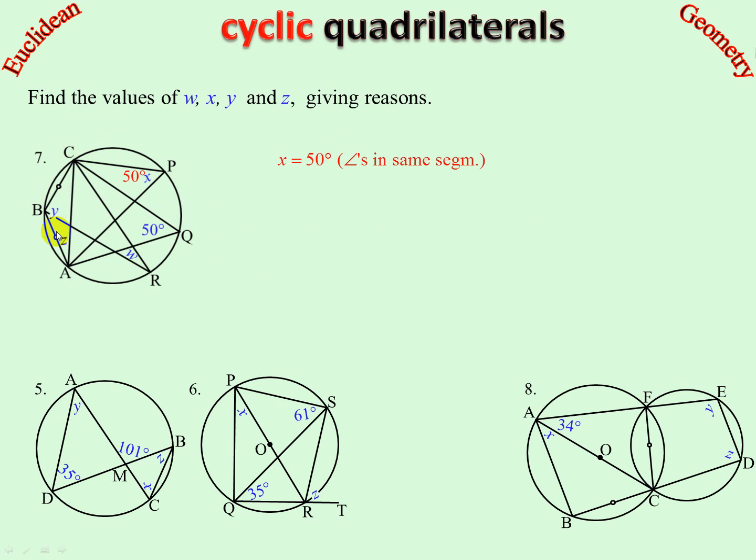Now, here's a cyclic quadrilateral. Keep your eyes open for them. There we are. 4 corners on the quad. That's 50, so the opposite angle, 180 minus. So therefore we get y equals 130 degrees. Now we have an isosceles triangle with knowing one angle. So we can find z easily.